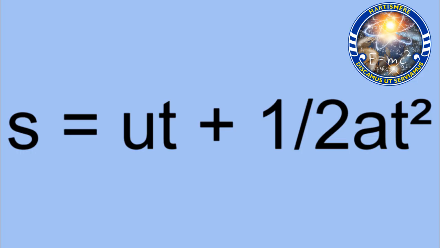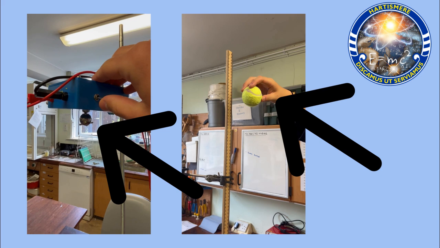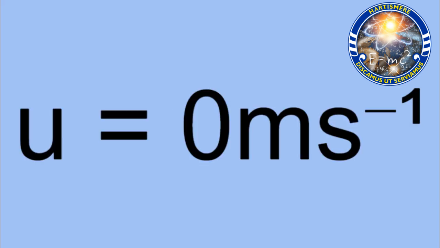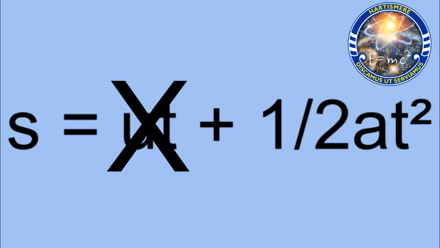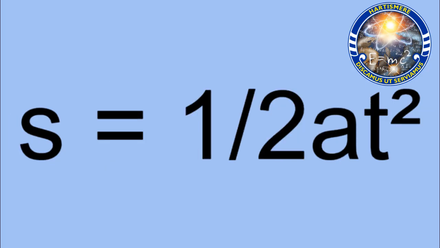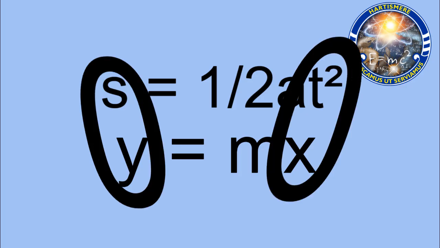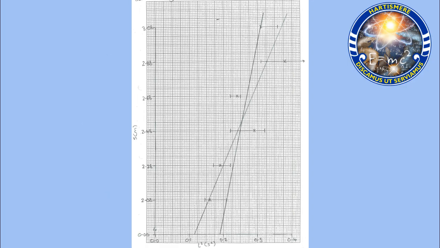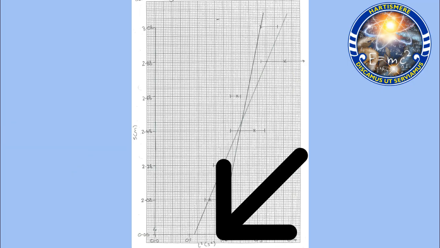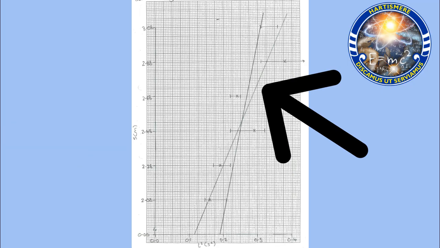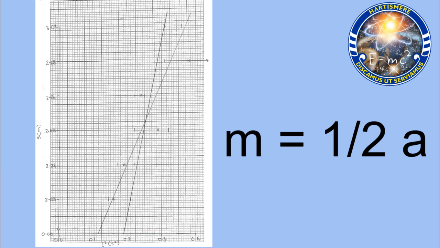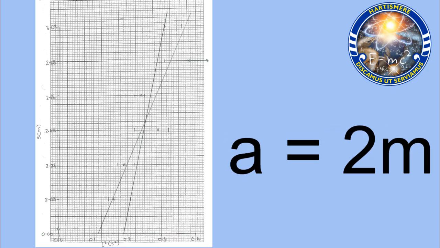To calculate G, we use the SUVAT formula s = ut + ½at². Since the ball starts from rest, u must equal 0 m/s, so this can be simplified to s = ½at². We can relate s = ½at² to y = mx, and if we plot s on the y-axis against t² on the x-axis, the gradient of the line equals ½a. So to find G, all we need to do is multiply the gradient by 2.